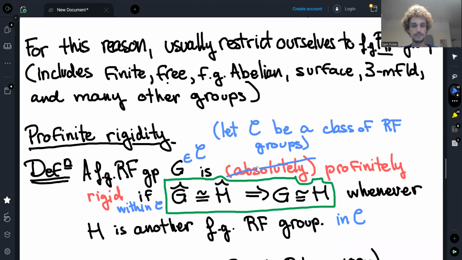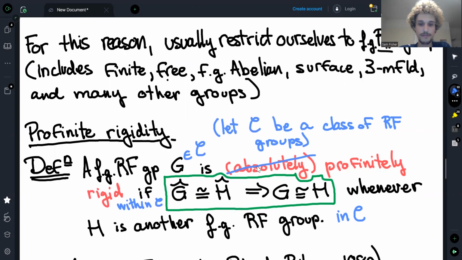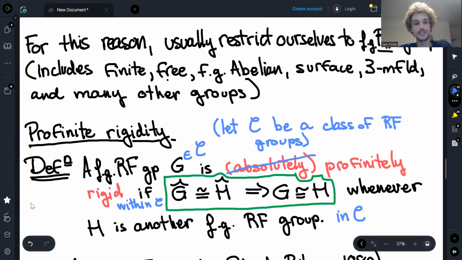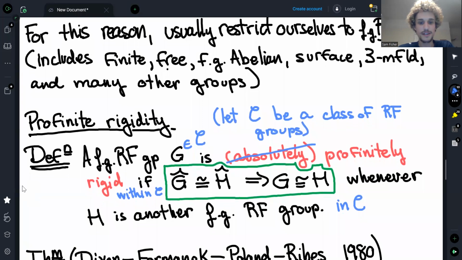So restricting yourself to a subclass of residually finite groups is often the only way to really say much about profinite rigidity. That's not to say that there are not lots of highly non-trivial theorems about this relative profinite rigidity, we'll see some later. But yeah, I guess it's the only way to really make any progress.